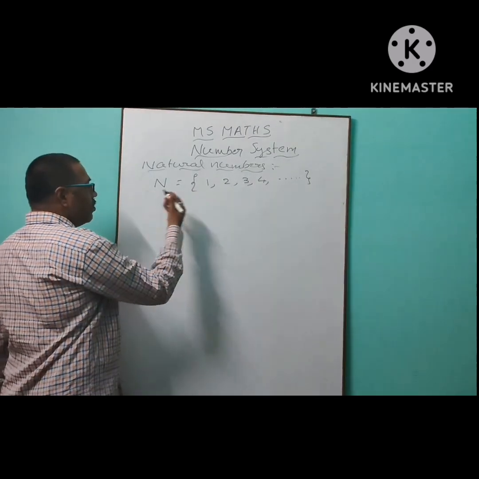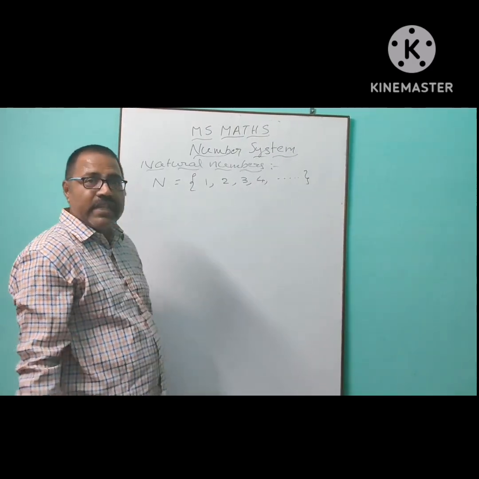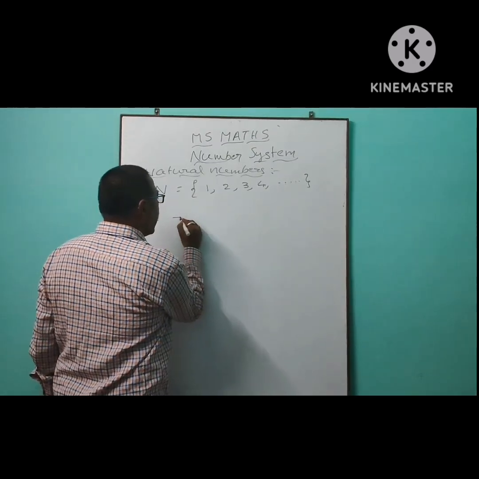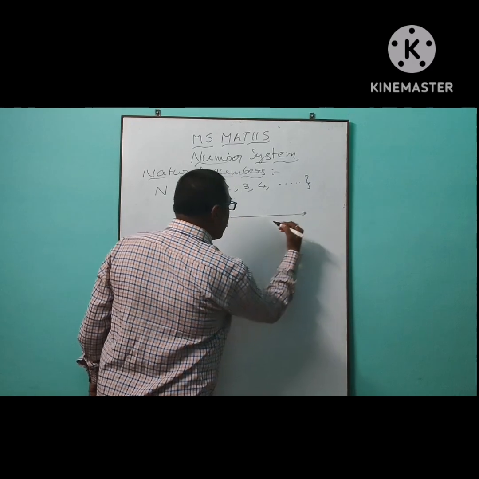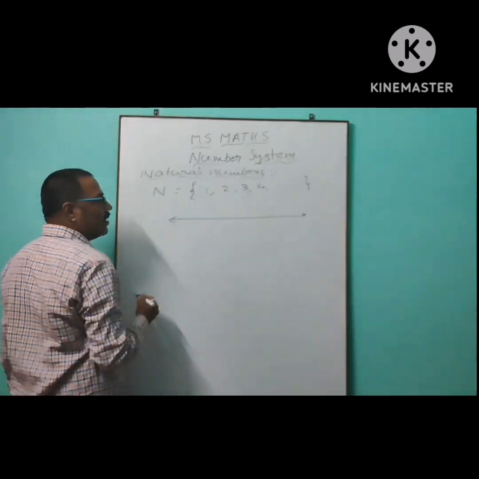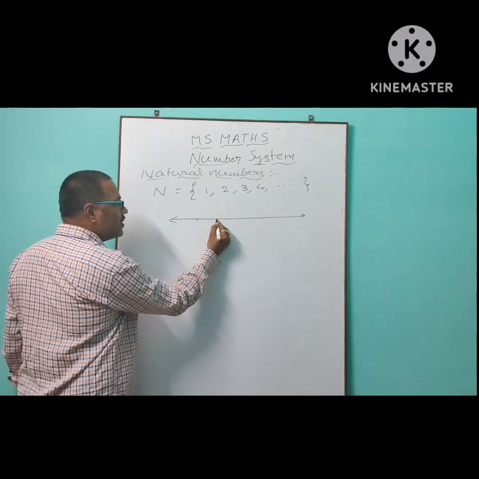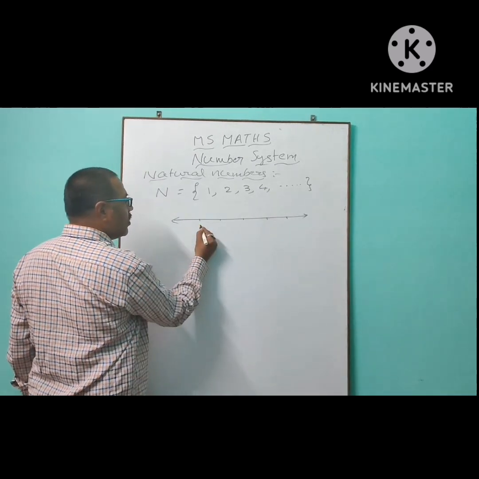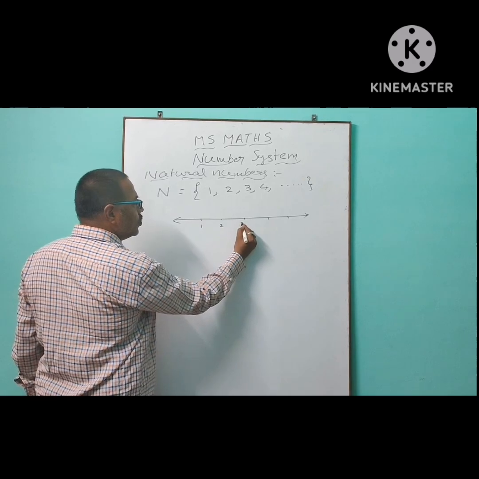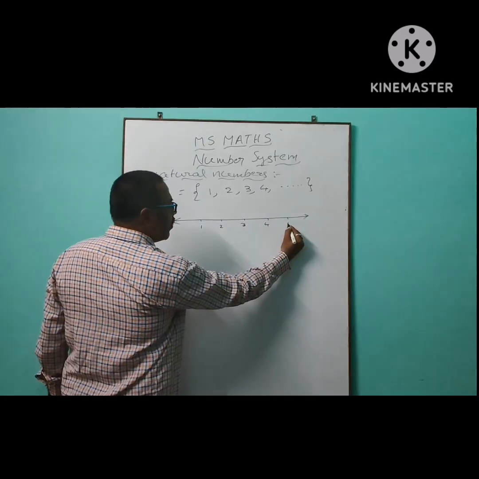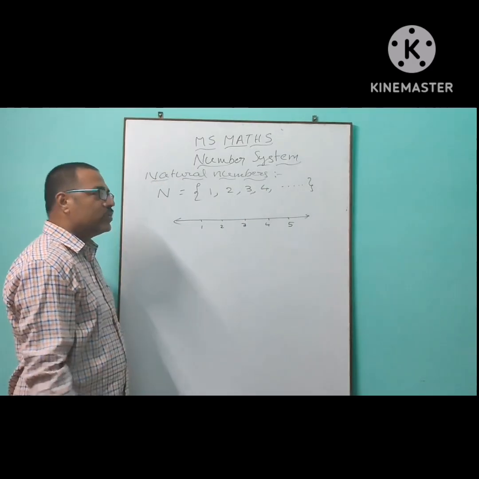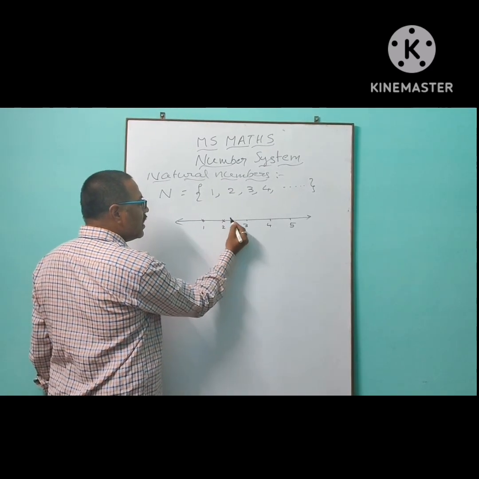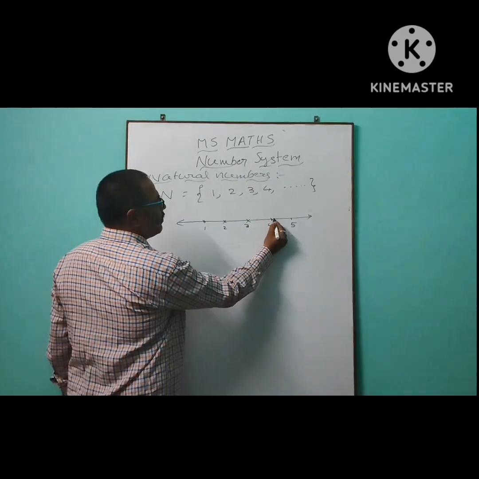Okay, so we can represent these natural numbers on the number line. So here I have drawn a line. On this number line I mark some points at equal distances, children. So I name them as 1, 2, 3, 4, 5 like this. So I can represent every natural number on this number line, children.